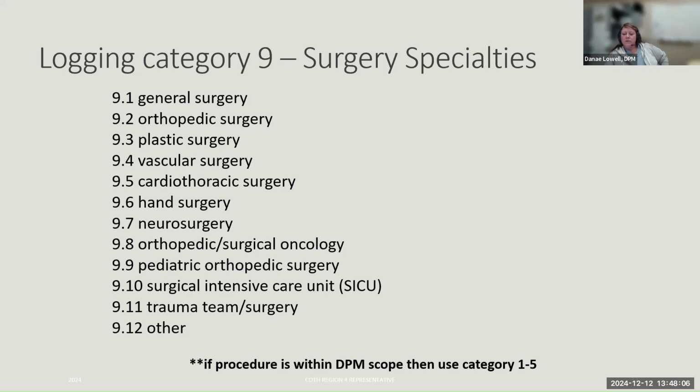For example, if a resident participates in a plastic surgery lower extremity orthoplastic procedure and performs as first or second assist, it can be logged in Category 5. BKAs and AKAs are not Category 5. They are logged as Category 9 under vascular, general, or ortho, depending on the rotation.